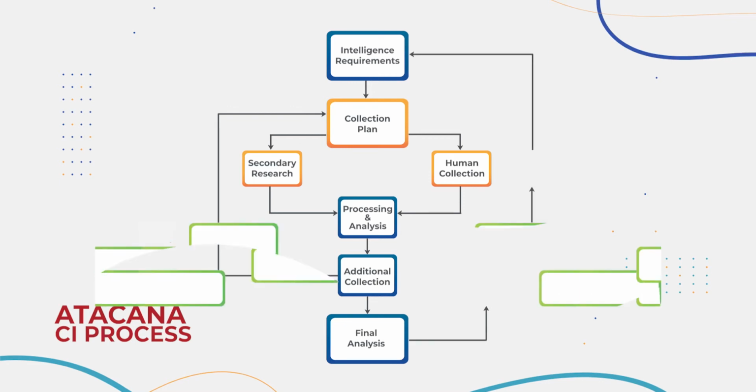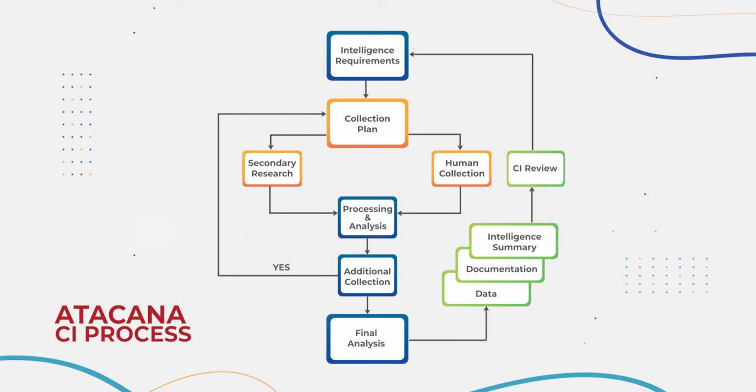So the last step we have here in the CI process is pretty simple because we call it a CI review. So a CI review can be just a meeting, but when we think about CI review in terms of the Atacana value model, where does that fit in?